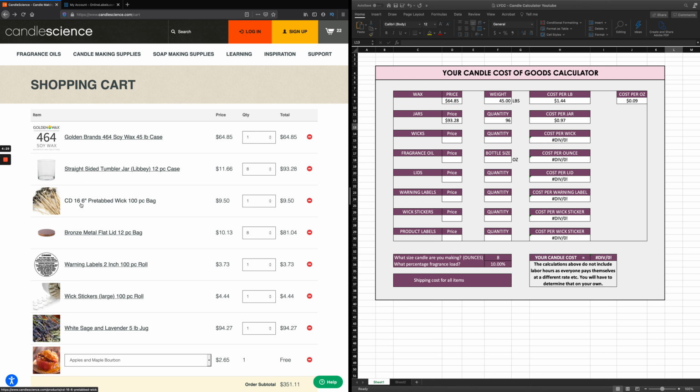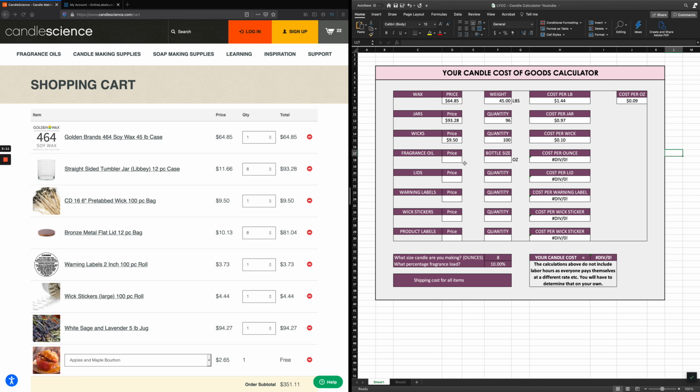CD16, I'm actually going to use 100. I'm gonna buy 100 pieces. So we're gonna put here the total, which is $9.50 for one bag of 100. And to come up with the cost per wick, you're gonna take $9.50 and divide it by 100, and that's gonna give you 10 cents a wick.